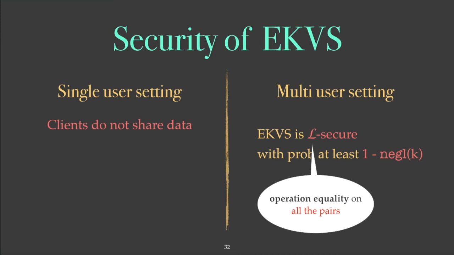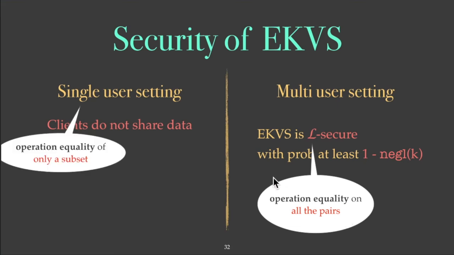So we show that in the multi-user setting, the EKVS construction that I showed earlier is L-secure with high probability. And L is essentially the leakage and is equal to the operation equality, which is essentially when the clients repeat their operations on the same label. This is not revealing the label, but essentially when a query is repeated on the same label, so sort of the repetition pattern. The key thing here is that in this setting, we reveal the operation equality of all the pairs, irrespective of whether this pair was stored on a good node or a bad node.